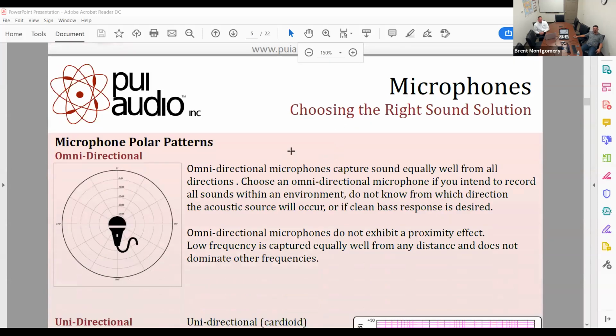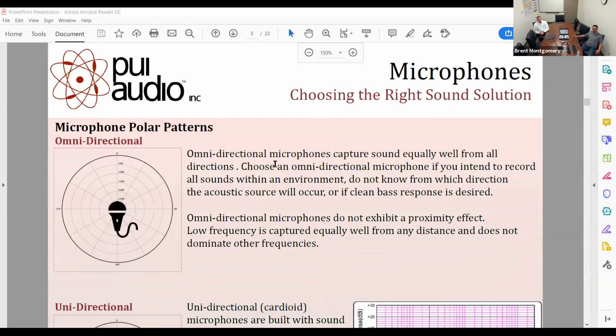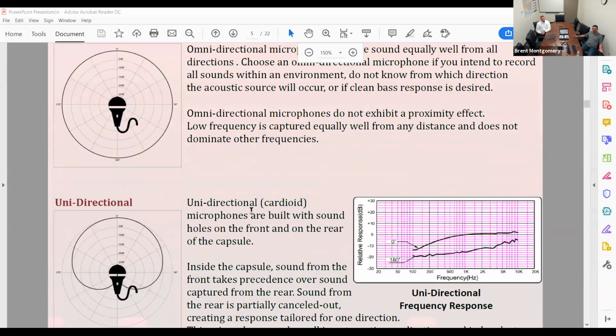You also have 3 different polar patterns. The first is omnidirectional, which means it's going to capture sound 360 degrees around the microphone. That's probably our most commonly used microphone. And you could pretty much just drop these wherever inside of a setting, and you're going to pick up everything around it.